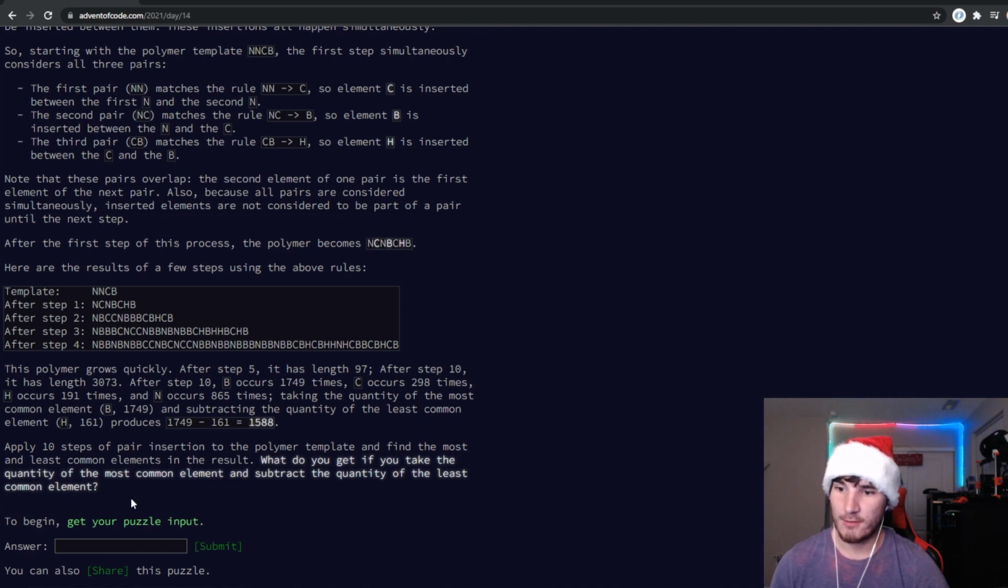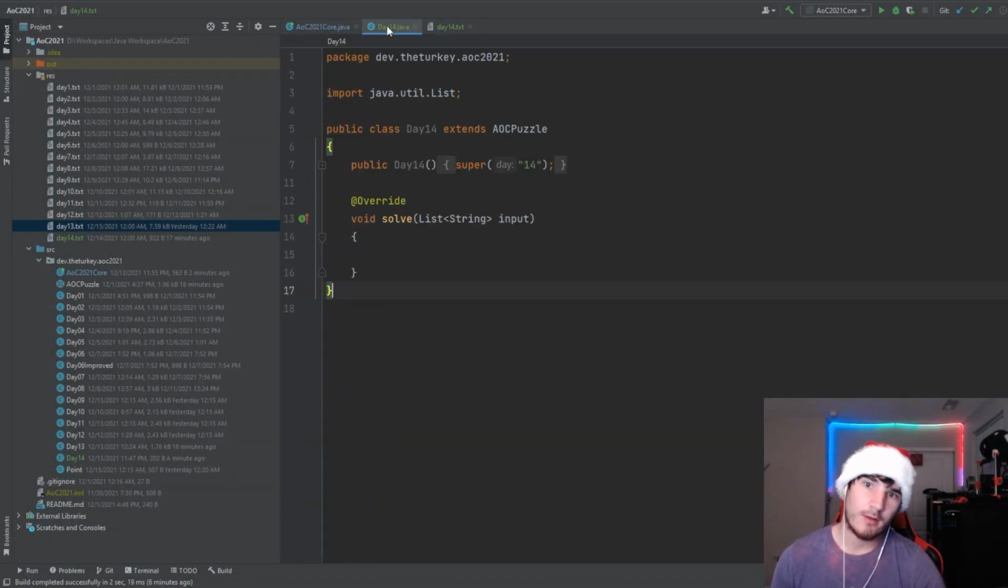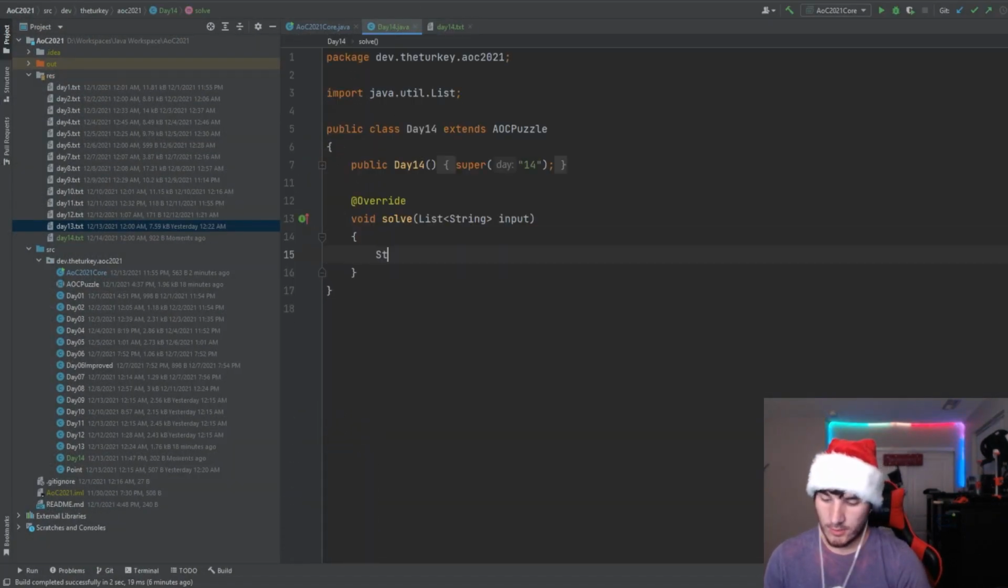Apply 10 steps of pair insertions to the polymer. So what do we get? Okay. I think I understand what this is going for. So let's get our string. This is going to be our polymer, I guess.